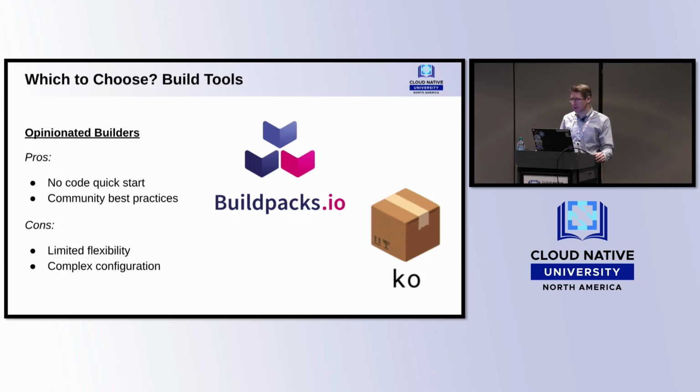With opinionated builders like Cloud Native Buildpacks and Ko, you do have paths to no-code quick starts. You can get started right away. Your development teams don't need to learn how a Dockerfile works. You're also getting the best practices from the community, such as adding software bills of materials to your container images. That said, these tools can be a little limited in terms of things that you can add or extend, and the configuration of that can be complicated.